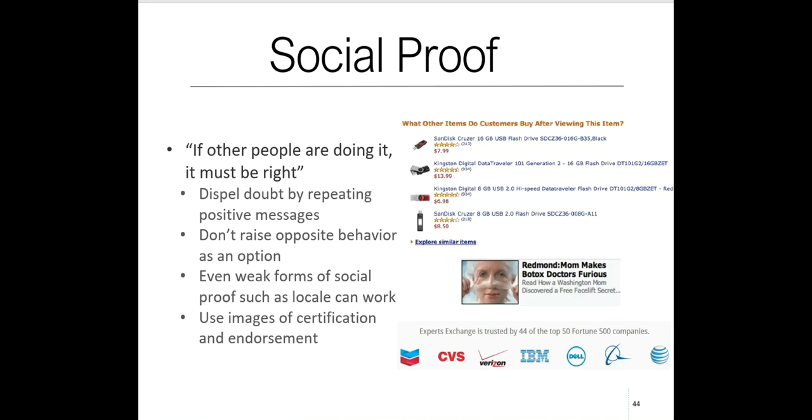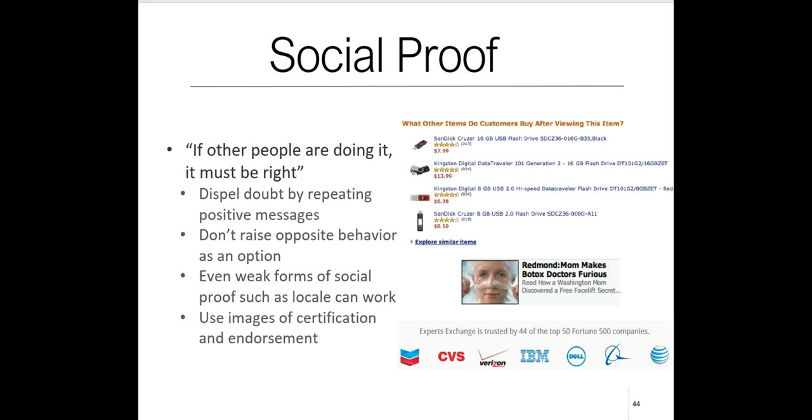Here's another form I am sure you have all run across: the idea of what's known as social proof, the idea that, well, if other people are doing it, it must be right. So the idea is you want to dispel the doubt as the seller by repeating positive messages. Don't raise the opposite behavior as an option. And even weak forms of social proof such as locale can in fact work. And then use images of certification and endorsement, even if they're not strictly speaking applicable.